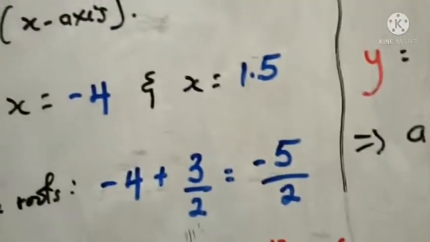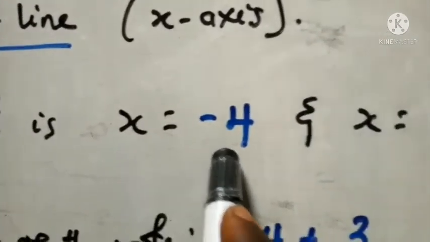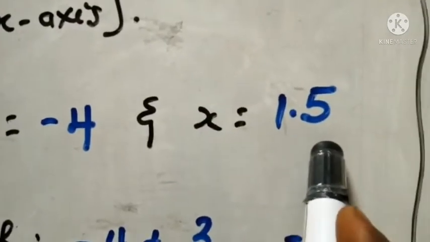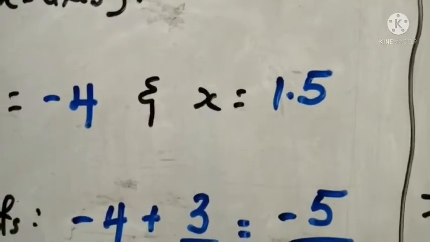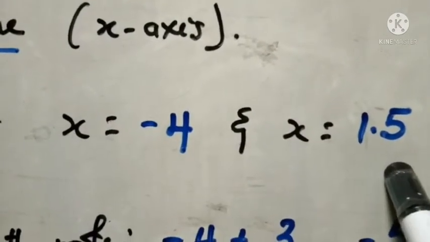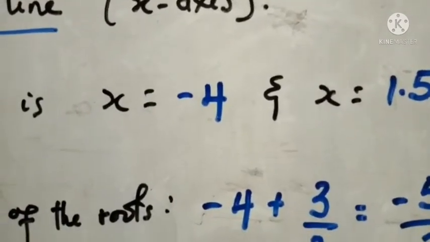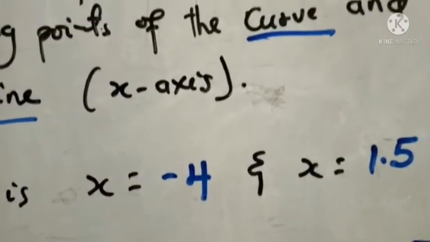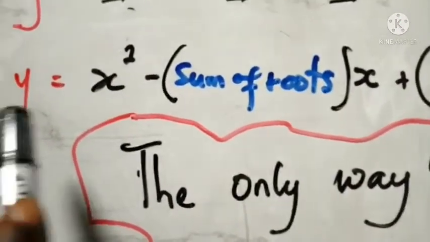From the graph, you can see that x here is negative 4 for the first one, and the second one is 1.5. This is exactly like 3 over 2 in fraction form. These two are exactly what you call the roots of the curve. So how can you use the roots of the curve to write the equation of the line? This is the only way that we are having for the high school students here.